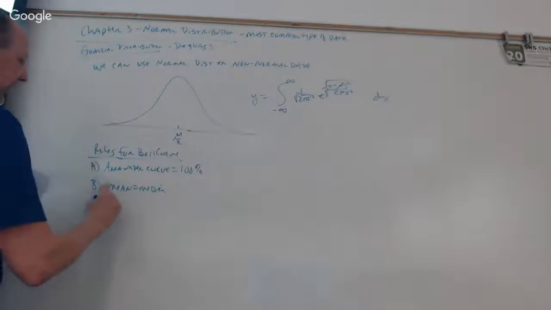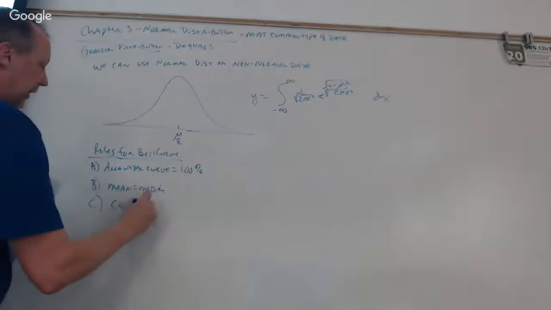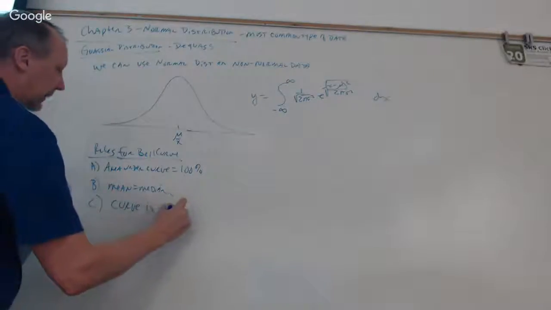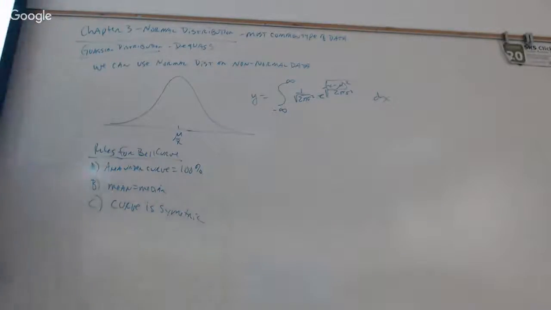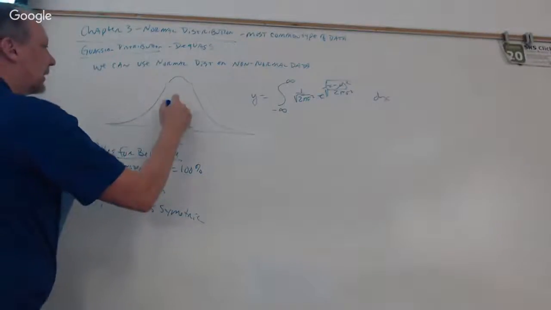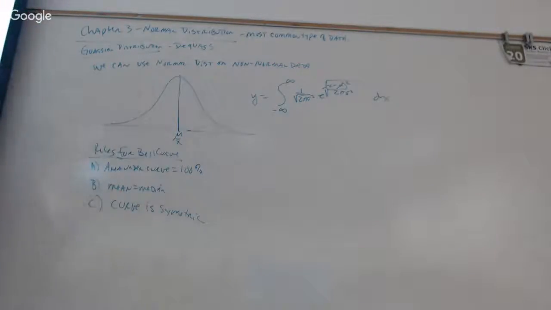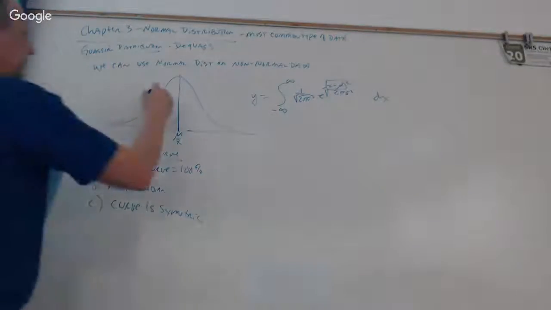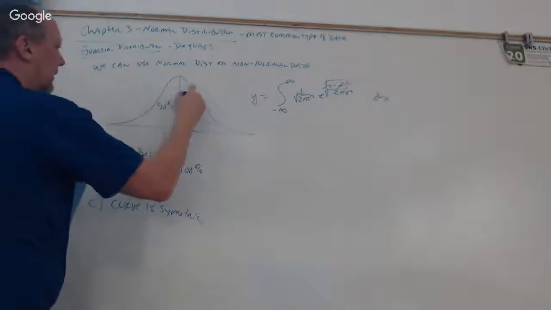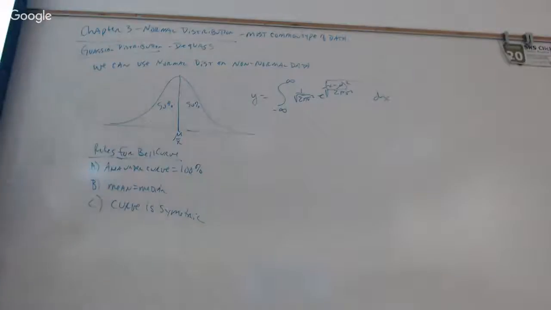Part C, the curve is symmetric. Okay? And because it's symmetric, if I were to draw this line right up here, how much is on each side? 50%. That would mean you'd have 50% on each side. Because that's also the median, right? Okay.